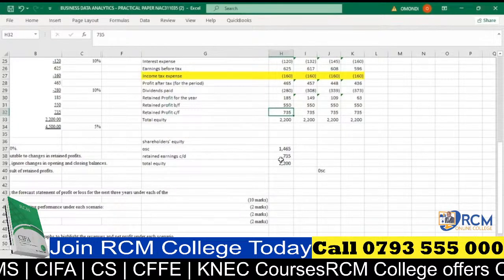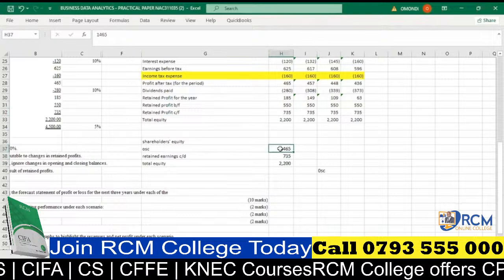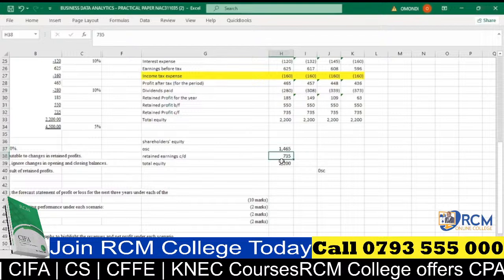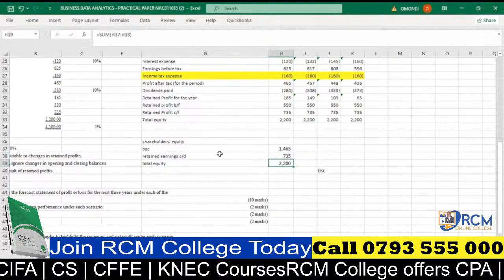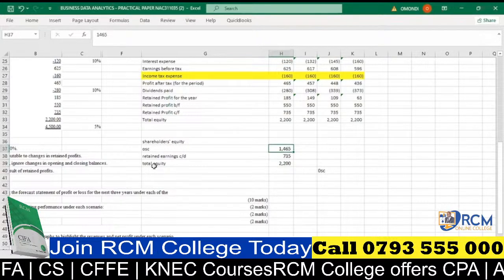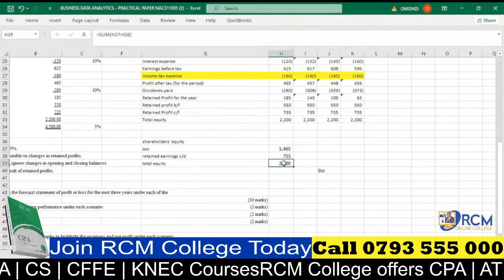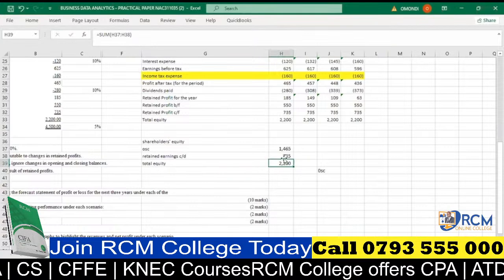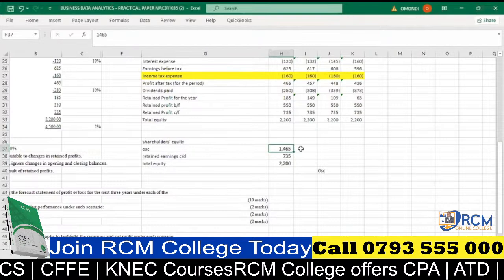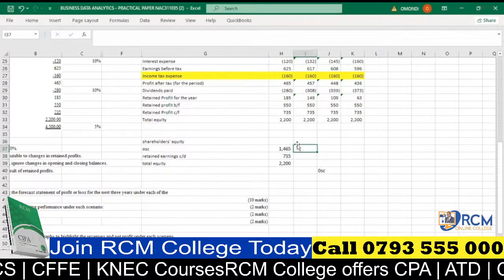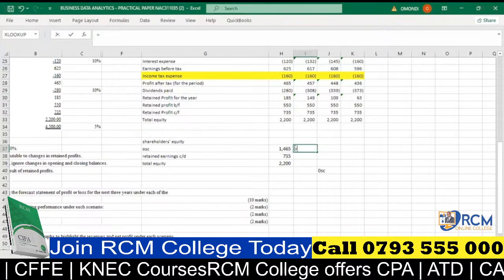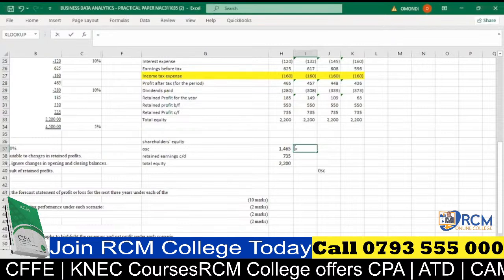That is what we take to the statement of financial position, which we have brought here. So when we add ordinary share capital and retained earnings carried down, we'll be able to get total equity. And the examiner is telling us that ordinary share capital will remain constant. The changes in shareholders' total equity is attributed to the changes in the retained earnings. Ordinary share capital will be constant. Is it clear now, Nancy?